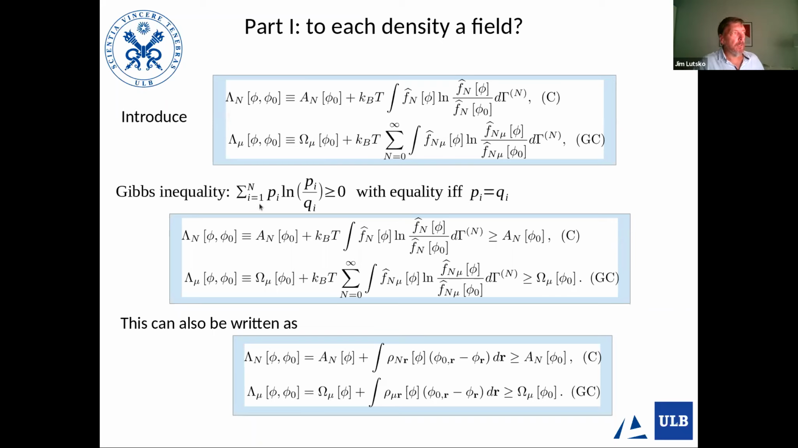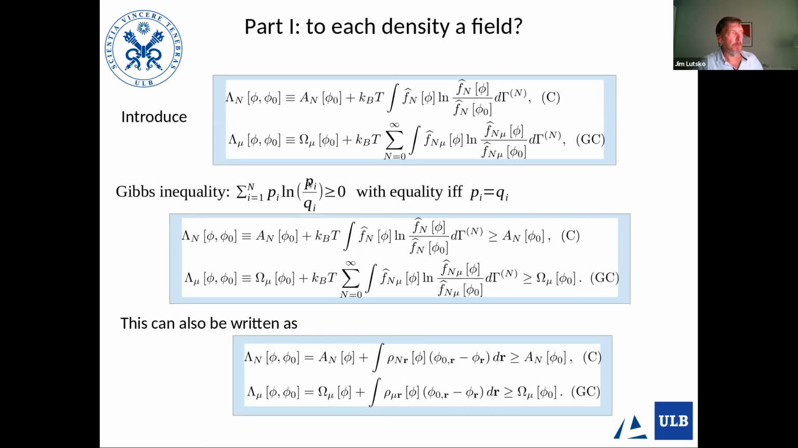And then we invoke the Gibbs inequality, which I think is really Jensen's inequality, but in this context it is often called the Gibbs inequality. It says the sum over i from 1 to n of the probability of state i times the logarithm of the probability of state i divided by some other probability of state i is always greater than or equal to 0. Importantly, it is equal to zero if and only if all of the state probabilities are the same.